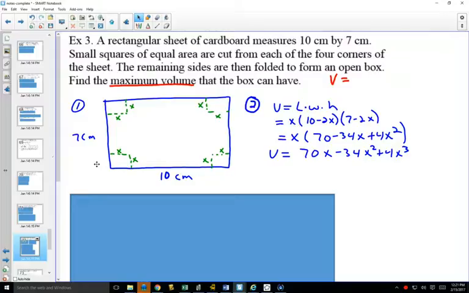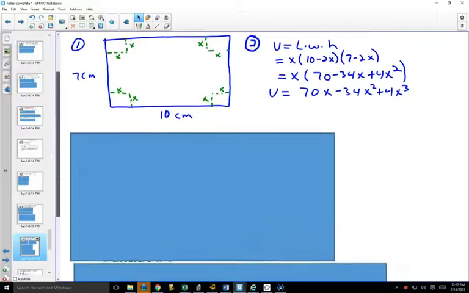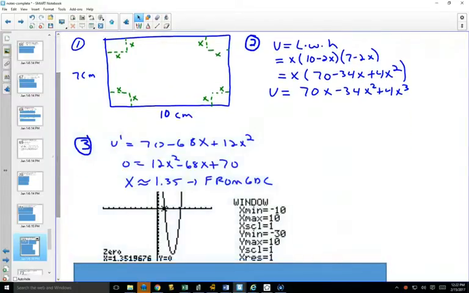Now, you would have to do at least this part without your calculator. But this is a calculator question. So two ways that you could go from here to find that maximum volume. One way is to take your derivative. If you take your derivative and set it equal to 0, you could use your calculator to find out when it's equal to 0, and you find out that it's at 1.35.